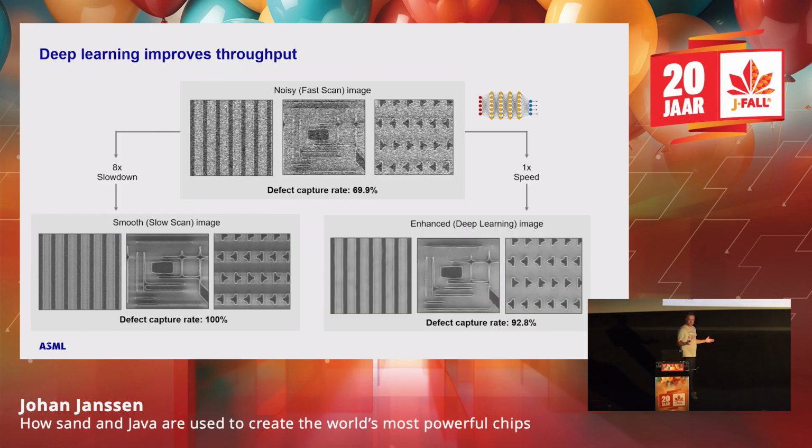Nowadays, machine learning is really hip, right? We all use ChatGPT. But I found an interesting example from one of my colleagues who's running these kinds of algorithms. What they did is they scanned a wafer, and with a default scan, they could capture almost 70% of the defects. That's nice, but it's not 100%. So what they did is they slowed it down.